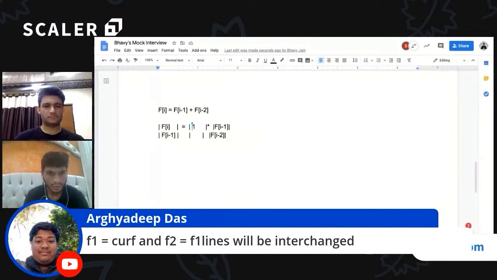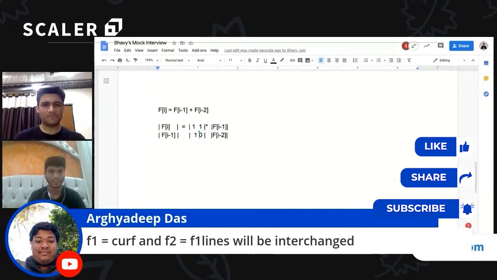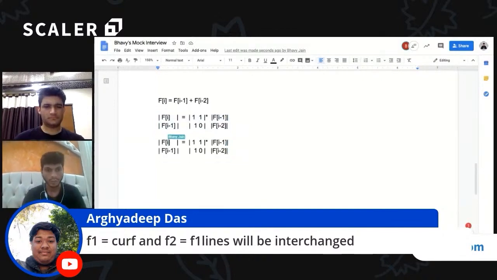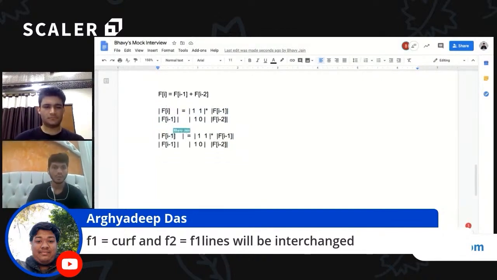We should place such numbers here so that this relation is followed. So looking at the matrix relation, we can place 1 and 1 here because 1 into f of I minus 1 plus 1 into f of I minus 2 should yield f of I. Right, correct. And we can place 1 and 0 here because 1 into f of I minus 1 is f of I minus 1, and we are then multiplying 0. Okay, so let's try to replace I by I minus 1 in the above equation. So what should it yield? F of I minus 1, f of I minus 2, and then the same thing, f of I minus 2, f of I minus 3.